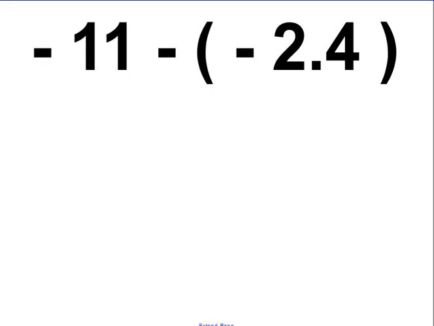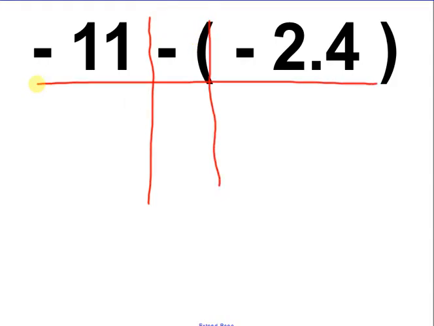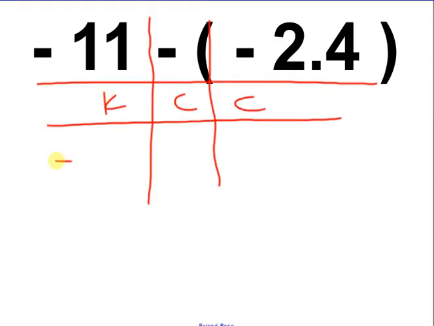All right, so here we have a whole number and we have a decimal, and those can sometimes get tricky because you need to make sure you're lining up the decimal point properly. But we also have a lot of negatives going on, and it's a subtraction problem, so it's screaming keep, change, change. So again, I like to do tic-tac-toe, but you need to use the method that works best for you. So I'm going to draw a little tic-tac-toe board on it. So I have keep, change, change. I'm going to keep the negative 11, change the minus to a plus, and change the negative 2.4 to a positive 2.4.